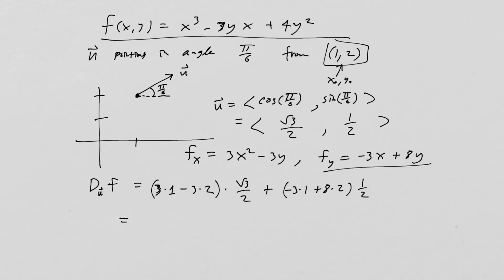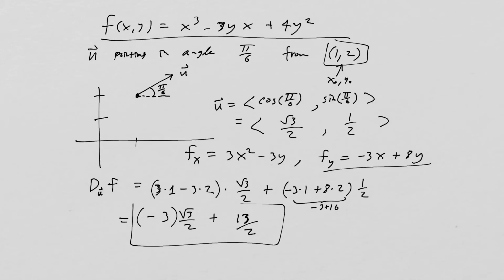All right, all we have to do now is just a small amount of arithmetic, and that's going to be equal to minus 3 times root 3 over 2, plus, let's look at this one. This is 16 minus 3. So, okay, that's going to be 13 divided by 2. Okay, so here's your final answer for the slope. That's how you use this to compute a directional derivative.